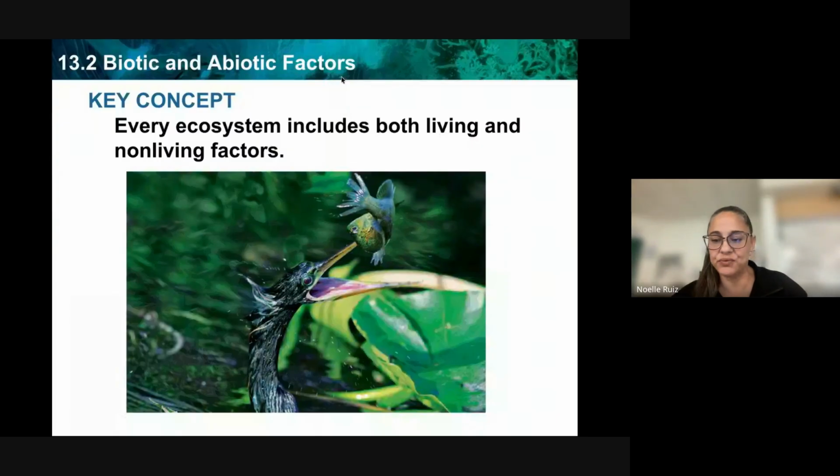But on to 13.2. Every ecosystem includes both living and non-living factors. So we just said an organism, population, community, ecosystem, all the living and all of the non-living things in a certain area.